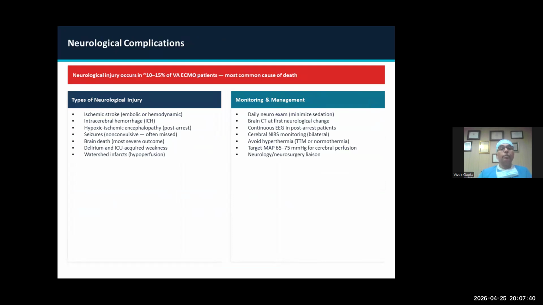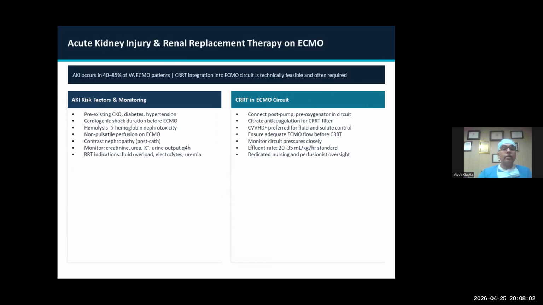Neurological complications, again, incidence is pretty high on the VA ECMO because the patient can develop an intracranial hemorrhage. The patient is on heparin, in shock. If the blood pressure is improving, they may develop an intracranial hemorrhage. So neurological assessment is very, very important. You should assess many times in a day by reducing the sedation. And at any point of time, if you have a doubt, you must do the CT scan to assess these patients.